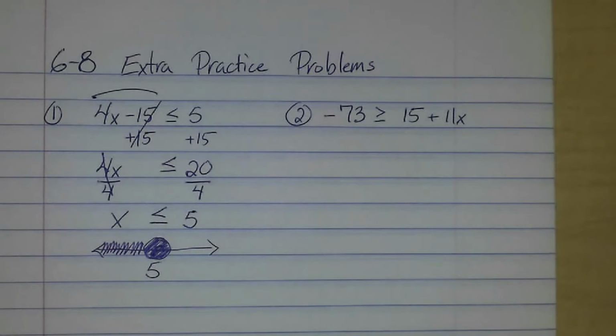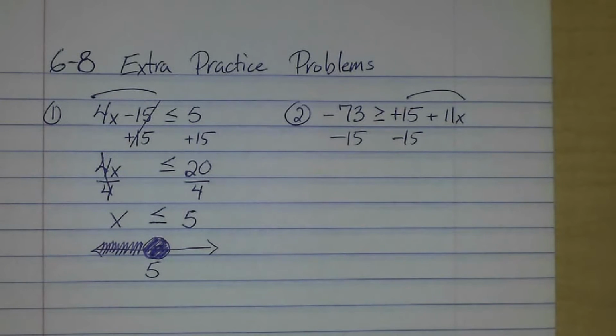This time, the variable's on the right-hand side. The constant is 15. Since there's nothing in front of it, I know it's a positive 15. And the opposite of plus 15 is minus 15. The 15's on the right cancel, leaving 11x. And on the left, negative 73 minus 15 is going to be negative 88. Because I did not multiply or divide by a negative, the inequality symbol stays the same. And now I have negative 88 is greater than or equal to 11 multiplied by x.